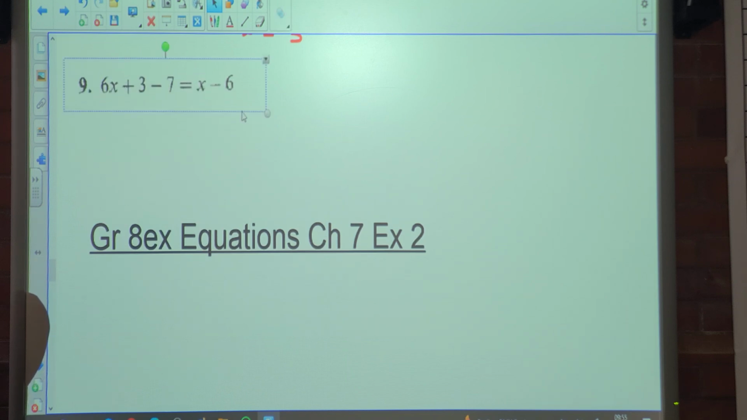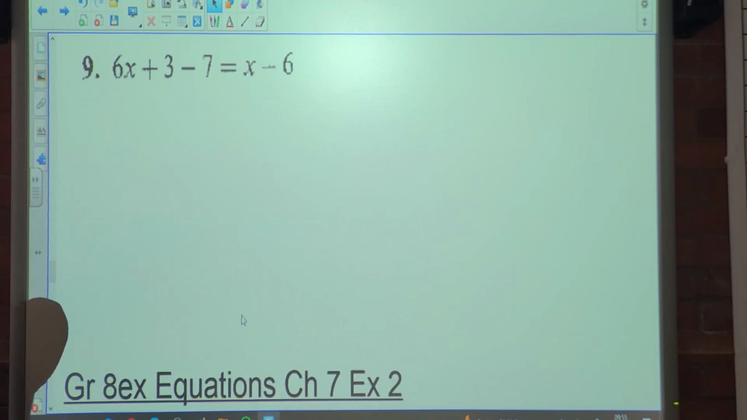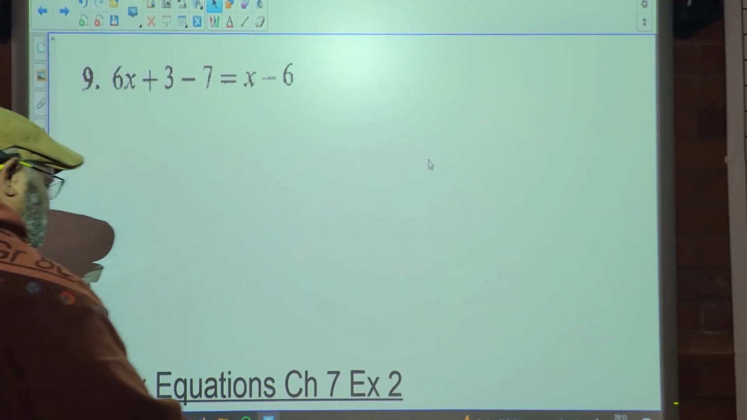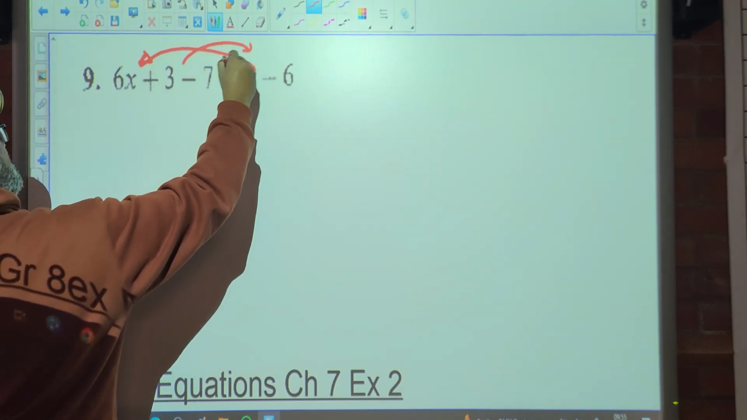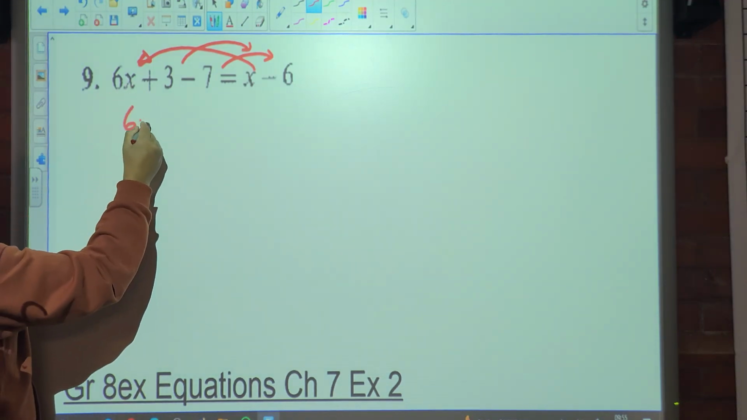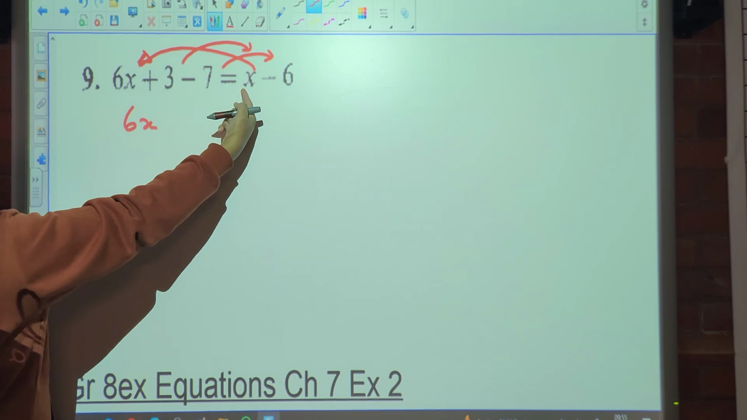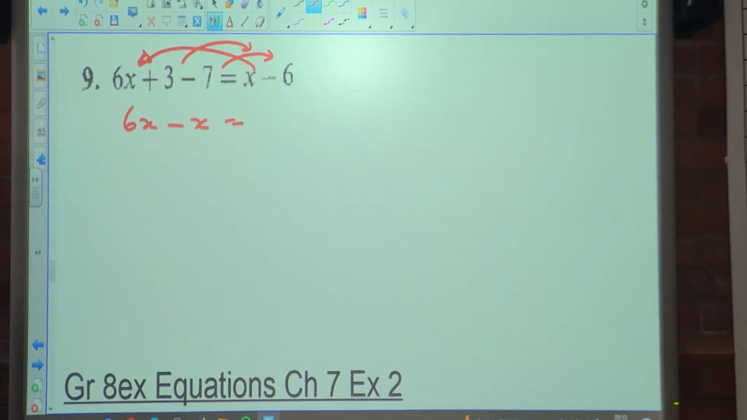Number 9. X is one side, numbers other side. So I'm going to bring x over, and then 3 and negative 7 goes to the right hand side. So 6x is going nowhere, so I write that first. So 6x, the sign remains the same. That's positive, I bring it over, becomes negative x is equal to.